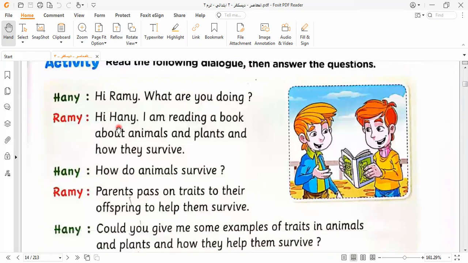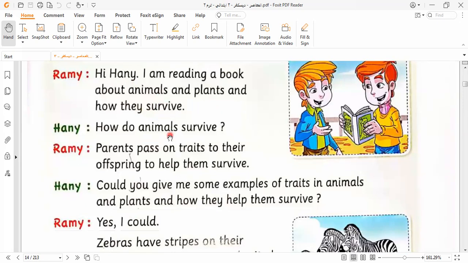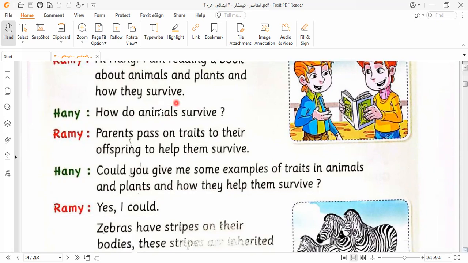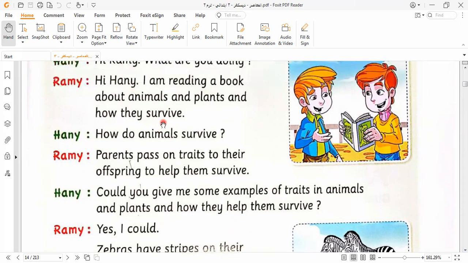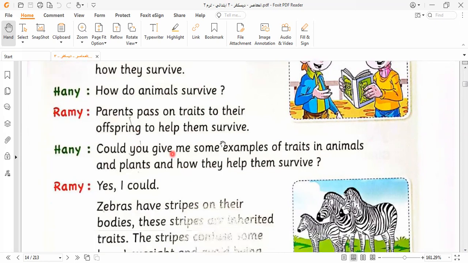Hi Ram, what are you doing? Hi Hani, I'm reading a book about animals and plants and how they survive. What's the meaning of survive? Survive means how to live and how to act with its environment. Okay. How do animals survive? Parents pass on traits to their offspring to help them survive.